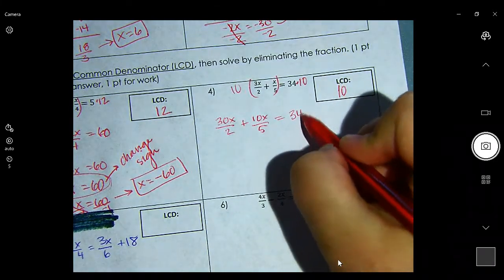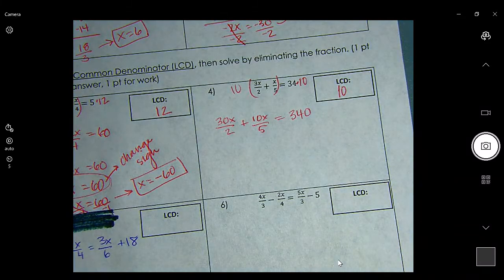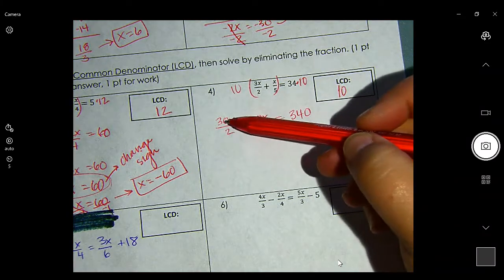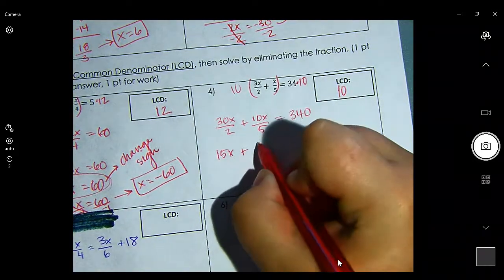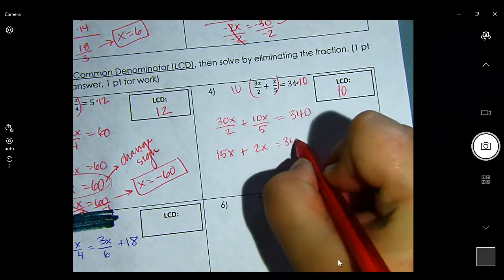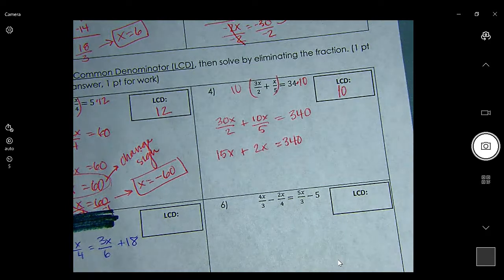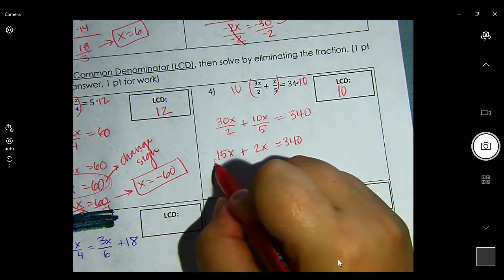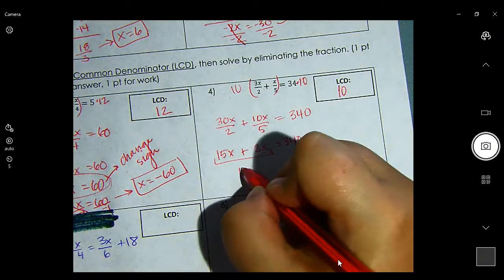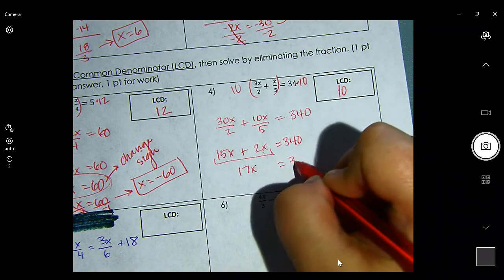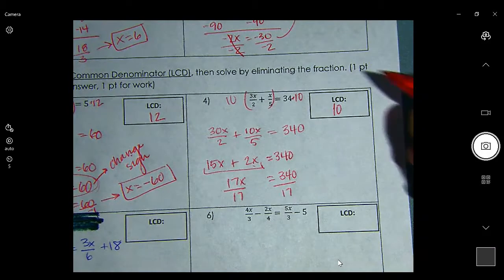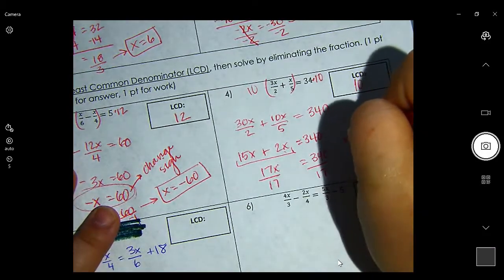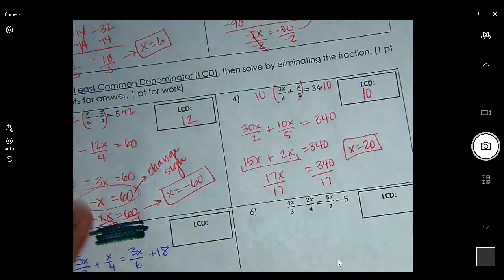34 times 10 gives me 340. Now let's go ahead and simplify. 30 divided by 2 gives me 15x plus 10 divided by 5 is 2x equals 340. All right, now I need to do some combining. 15x plus 2x gives me 17x equals 340. Last step is to divide both sides by 17, and you should get x equals 20.